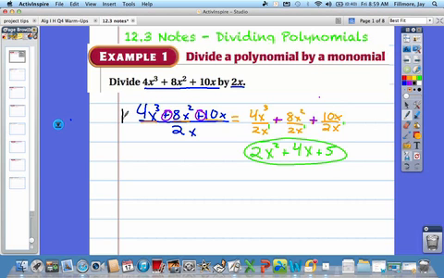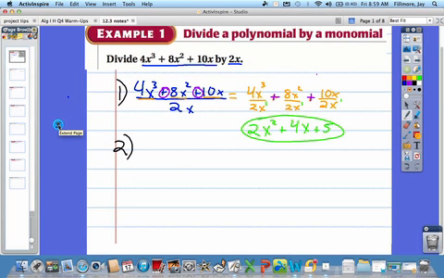The second method is going to be a little bit more beneficial because when we divide by binomials, this is the same method we'll use. So we're going to write it using a different notation for division, which you've done in years past. If we're going to divide our polynomial of 4x cubed plus 8x squared plus 10x, we're going to divide this by 2x. So that's the symbol that we're used to working with back in elementary school, middle school, when we're doing long division.